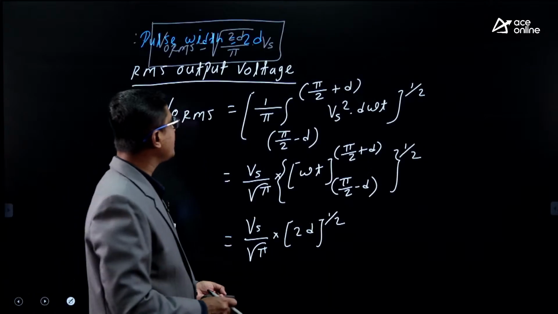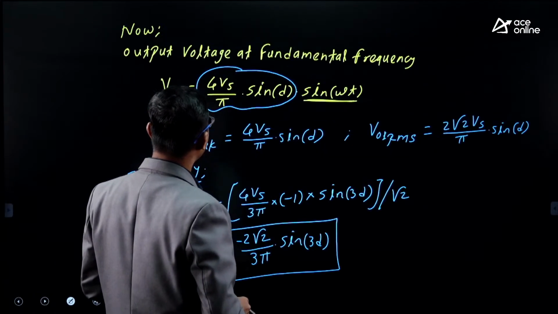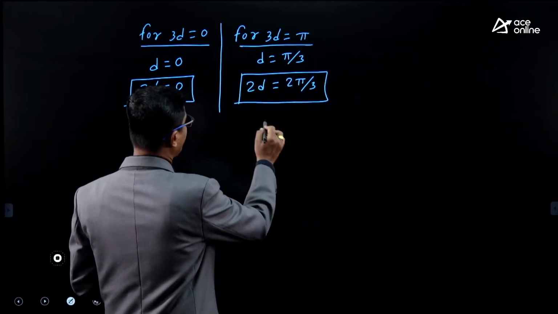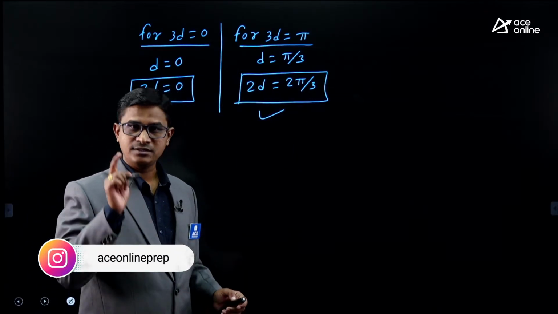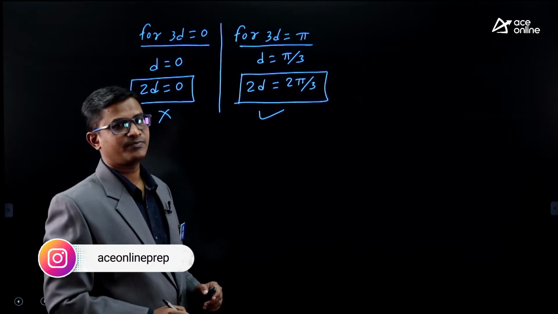And you can check whatever pulse width we got here, which is 2 pi by 3, na? Whether it is less than pi? Yes, so this is an acceptable pulse width.